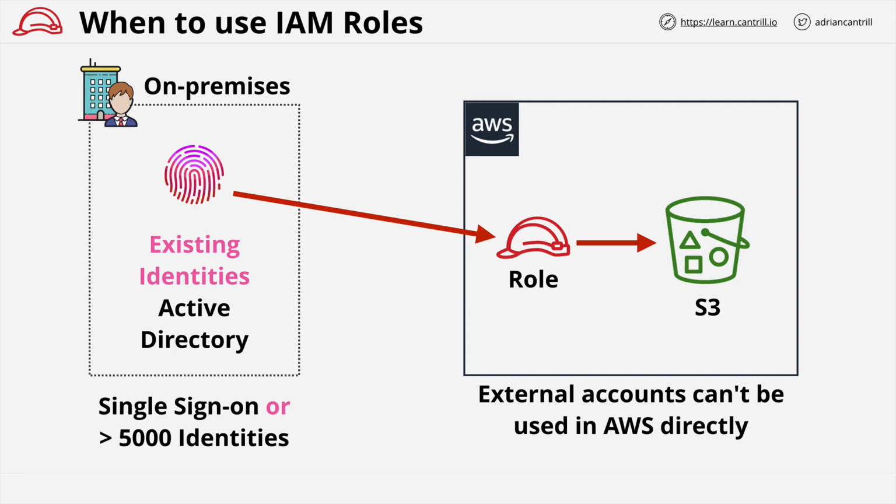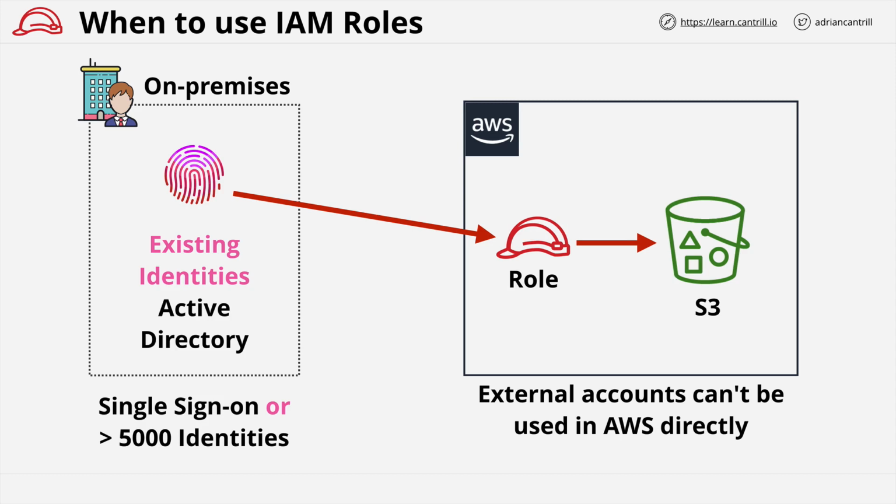Using a role in this way, so giving permissions to an external identity provider and allowing external identities to assume this role, is called ID federation. It means you have a small number of roles to manage, and external identities can use these roles to access your AWS resources.